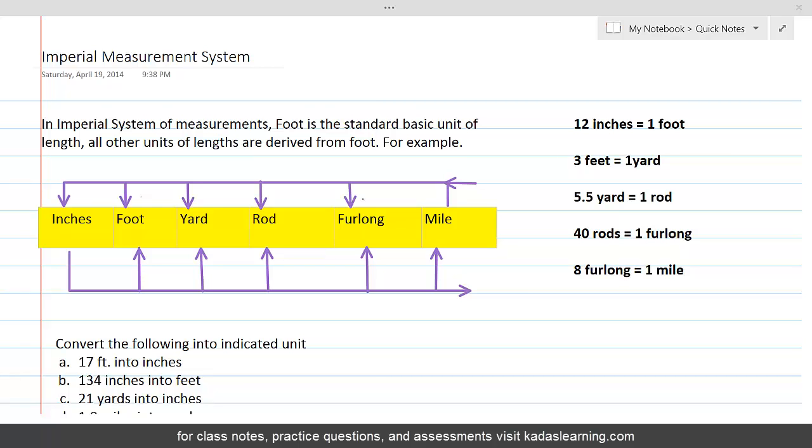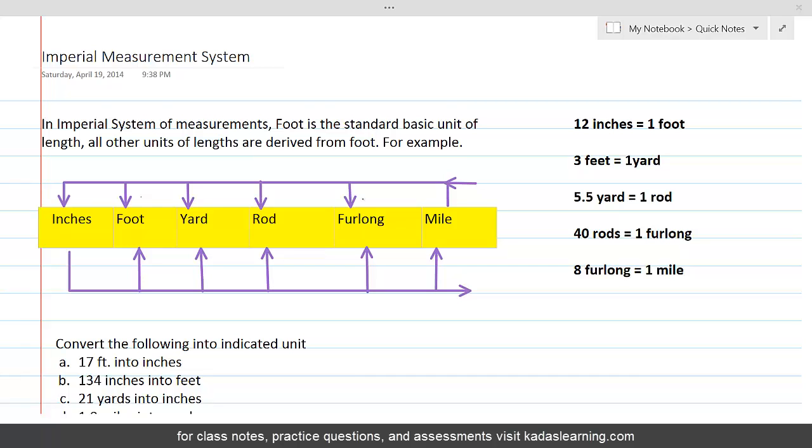If we combine 5.5 yards together, it will make 1 rod or 1 pole or 1 perch. And 40 rods will be equal to 1 furlong and 8 furlongs are equal to 1 mile. These are the most commonly used units of length in the imperial measurement system. There are still bigger units which are rarely used. However, if we need to convert from one unit to another unit, we can use this table.